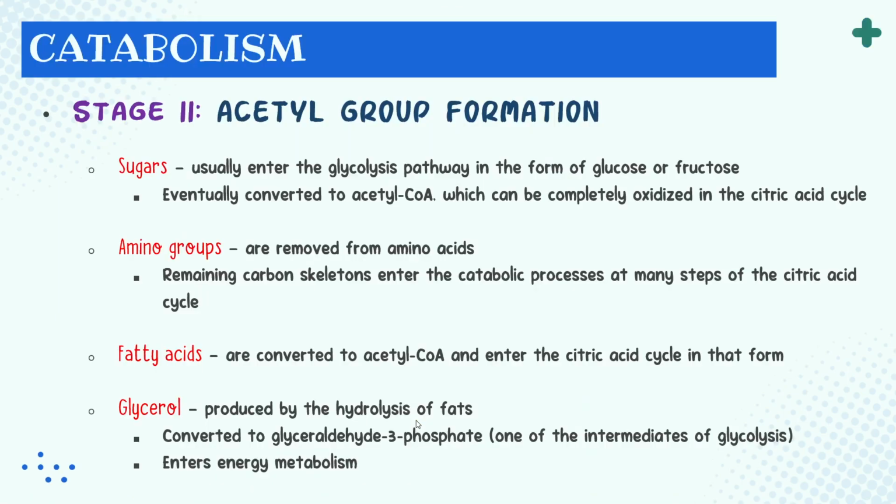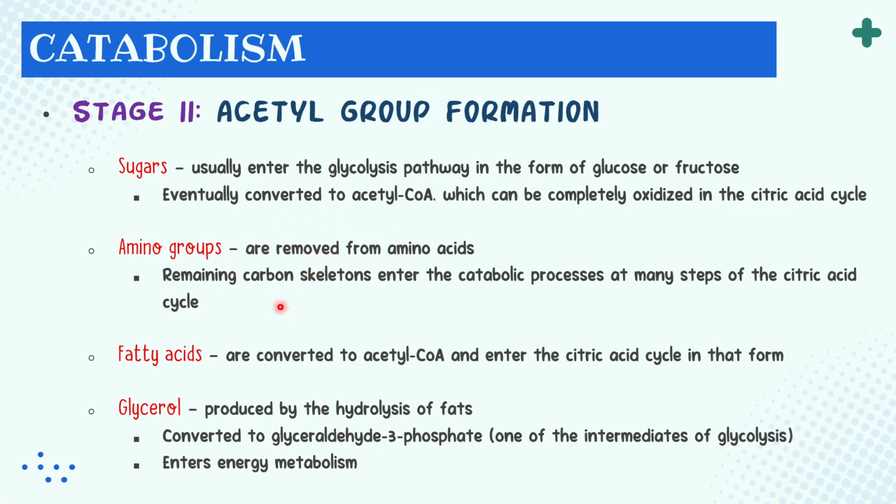So just to further discuss what is exactly happening in your stage 2, which is your acetyl group formation, as stated here, your sugar will enter into your glycolysis pathway, and then the end product of your glycolysis, which is your pyruvate, will be converted to acetyl coenzyme A, participating in your citric acid cycle. In terms of your amino group, which we got from your amino acids, remember that your amino acids have two portions, right? So you have your N-terminal referring to your amino group and your C-terminal referring to your carboxyl group.